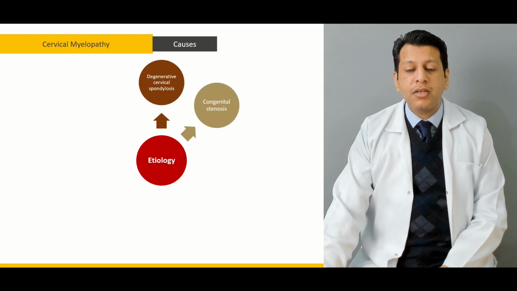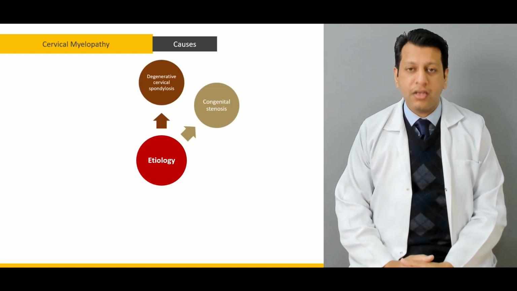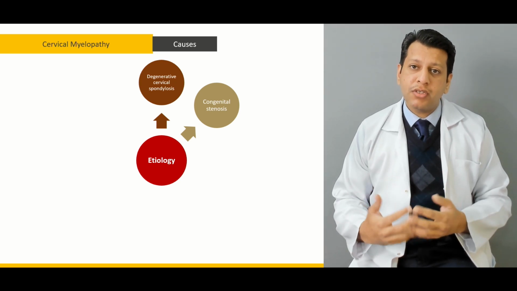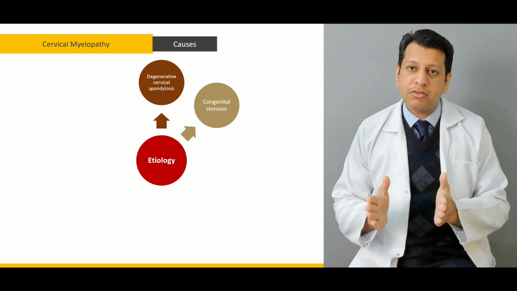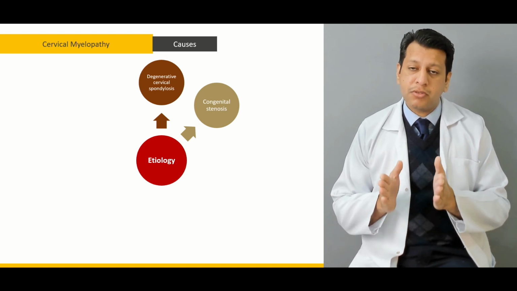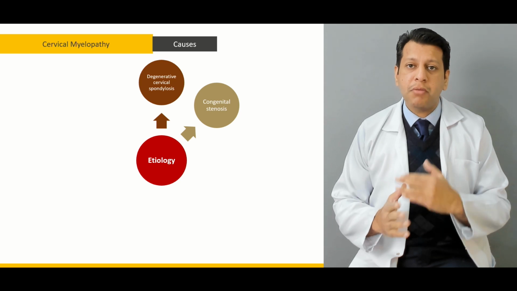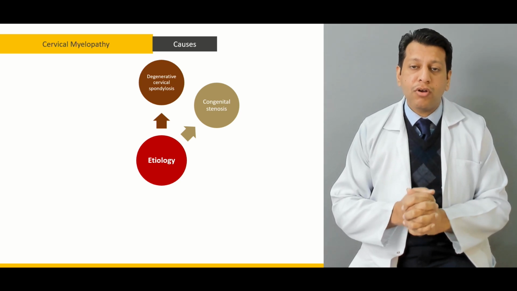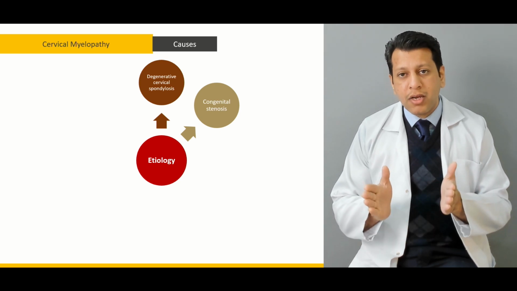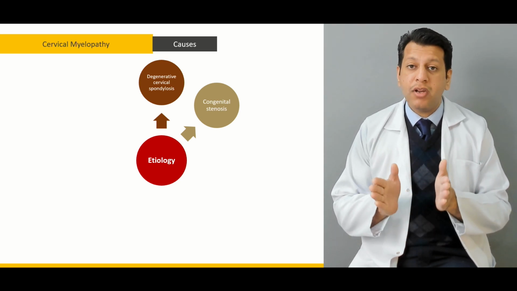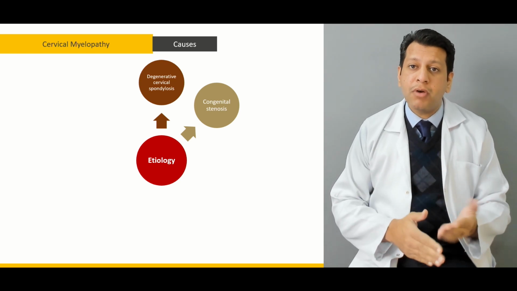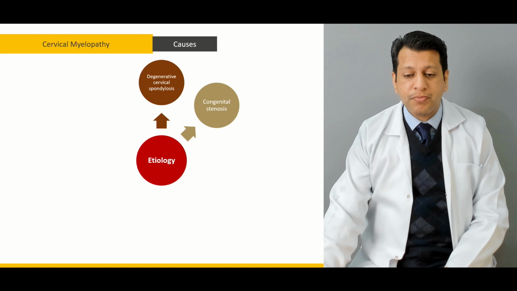And the next one is congenital stenosis. This is usually a rare cause. Congenitally, you calculate the Pavlov ratio, which is the AP diameter divided by the lateral diameter of the spinal canal. The normal value is 0.8, but congenitally the spine may be stenotic, or there may be very little space available for the spinal cord, and this may lead to cervical myelopathy at a very young age.